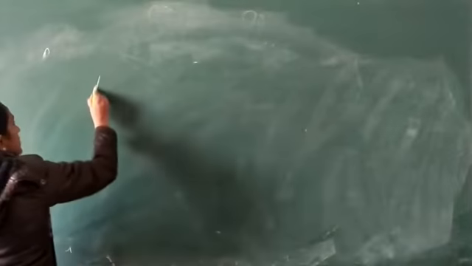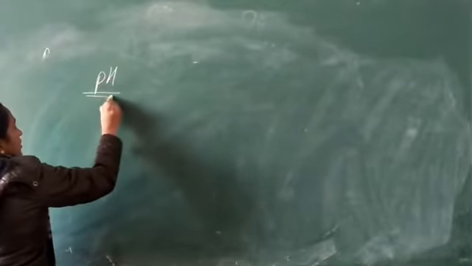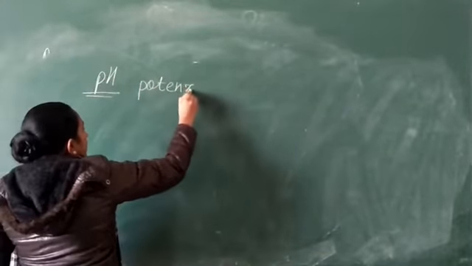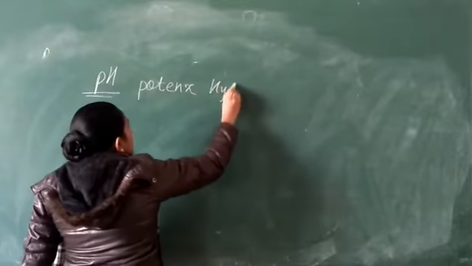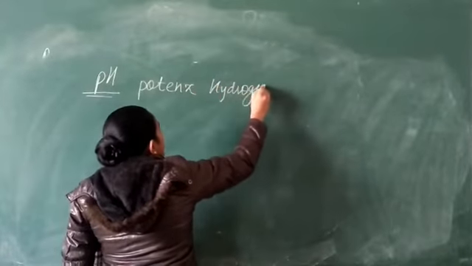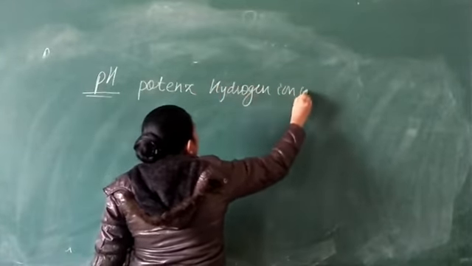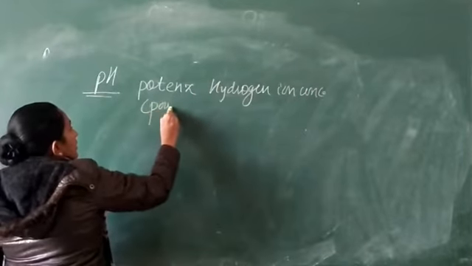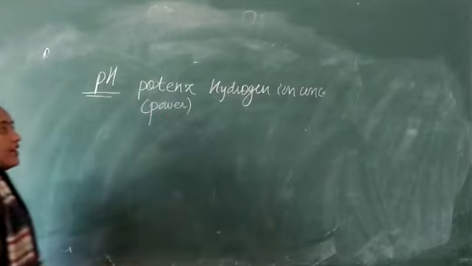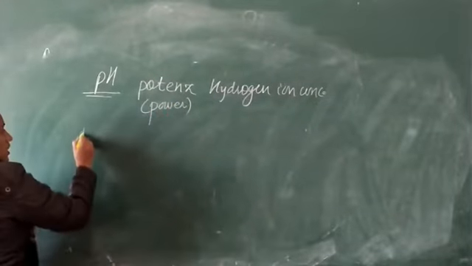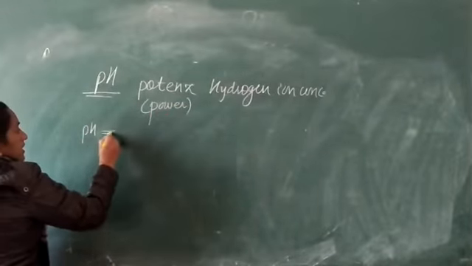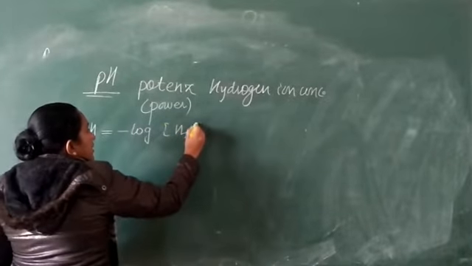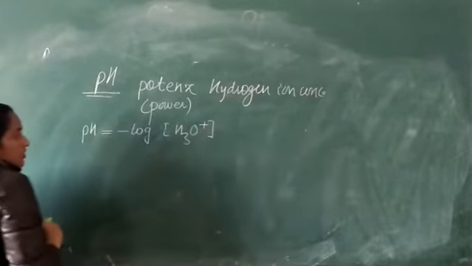Today we are going to discuss pH. Now this means P stands here for potence, hydrogen ion concentration. That means, and potence means power. So it means the power of the hydrogen ion concentration. So this pH is the negative logarithm of hydronium ion concentration.